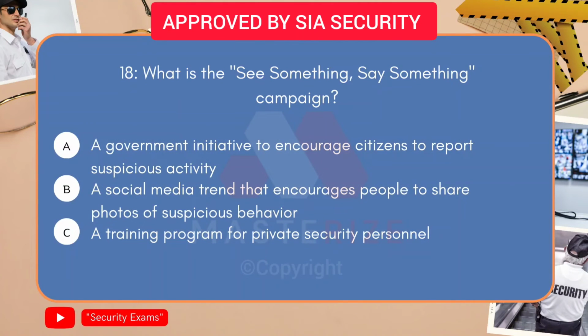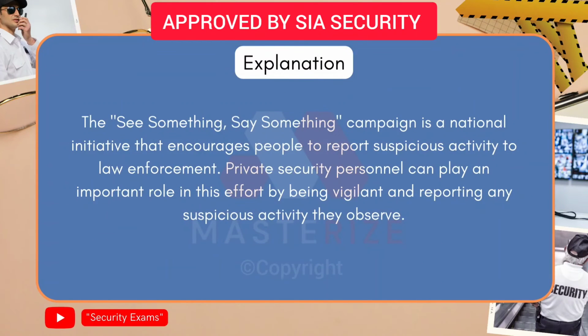What is the See Something, Say Something campaign? A government initiative to encourage citizens to report suspicious activity. A social media trend that encourages people to share photos of suspicious behavior. A training program for private security personnel. Answer: a government initiative to encourage citizens to report suspicious activity. Explanation: the See Something, Say Something campaign is a national initiative that encourages people to report suspicious activity to law enforcement. Private security personnel can play an important role in this effort by being vigilant and reporting any suspicious activity they observe.